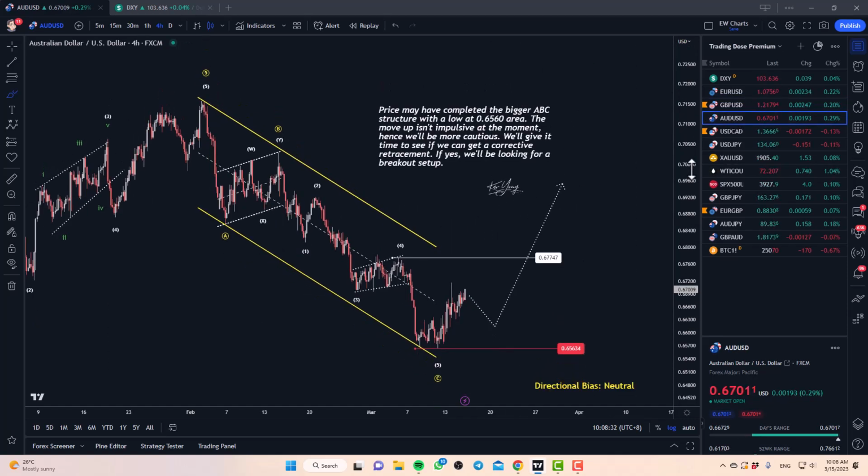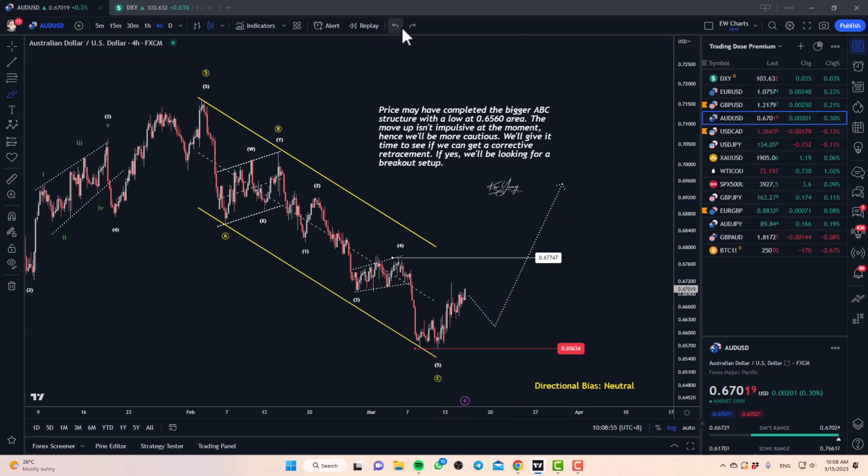And then we have the Aussie dollar. This little move up is not very impulsive, but what we may have seen is this has completed the entire move, and it's not the best and the clearest structure as of now. But if the market decides to do a decent corrective pullback here, we'll be more interested to take it to the upside.